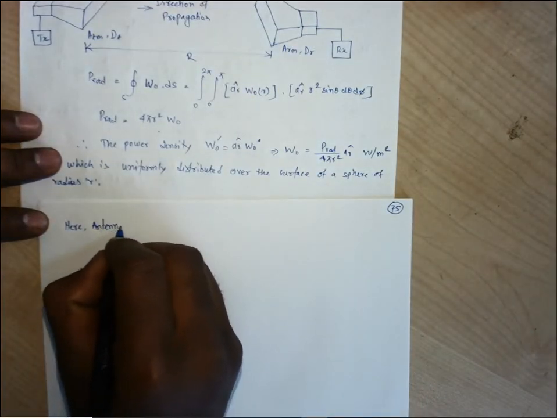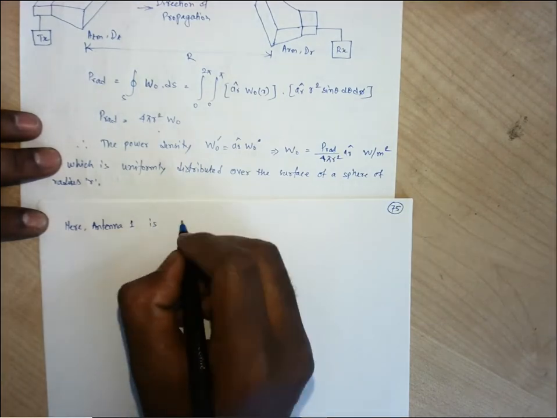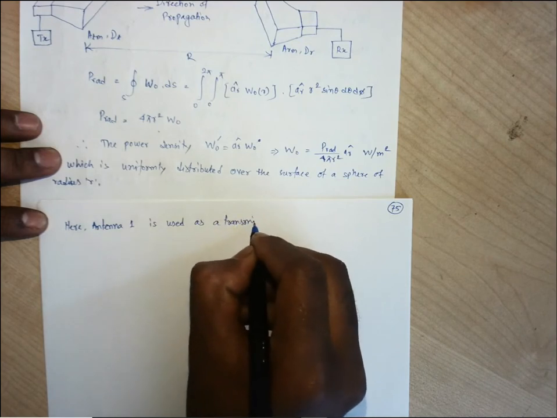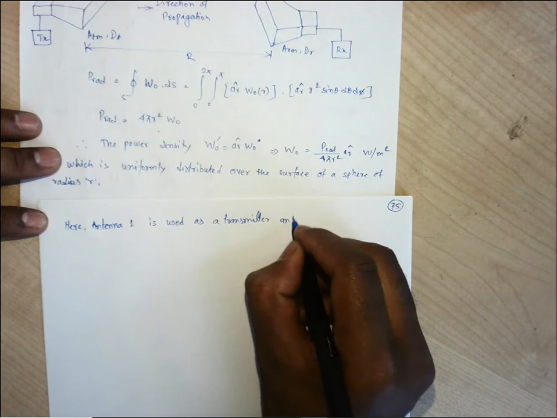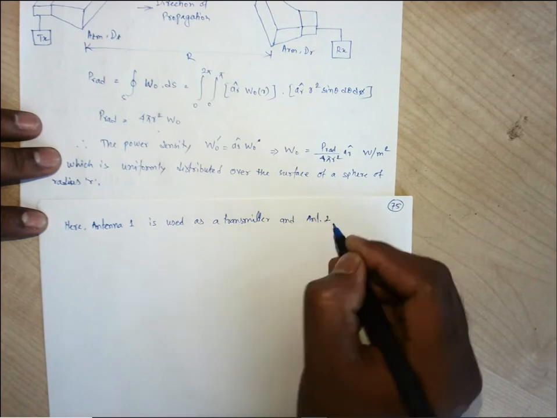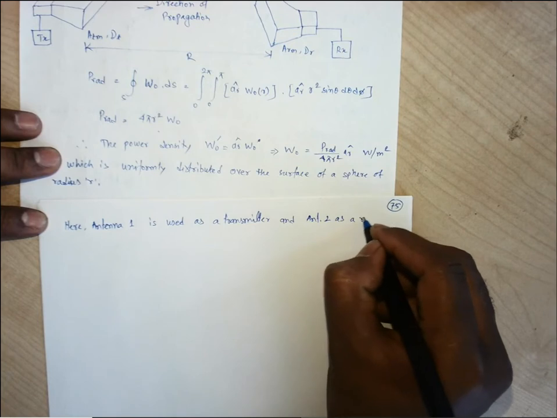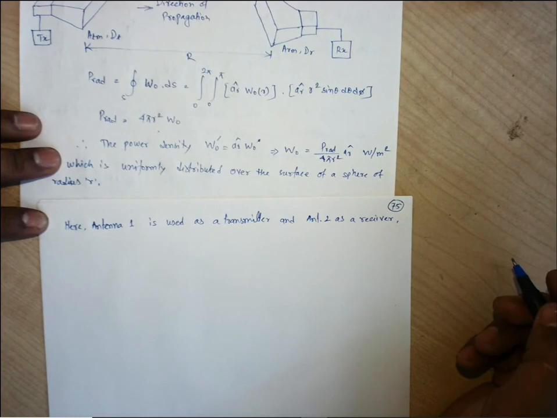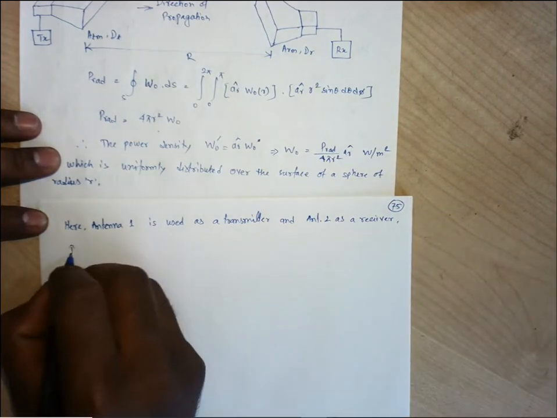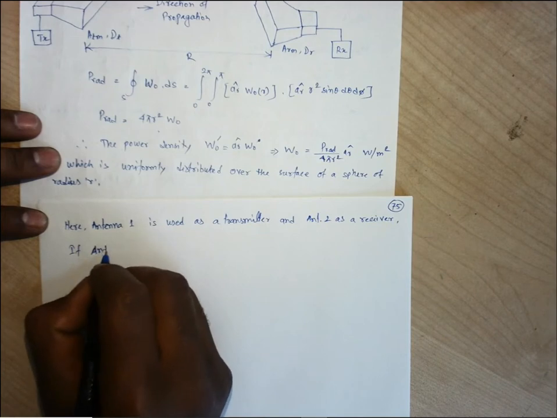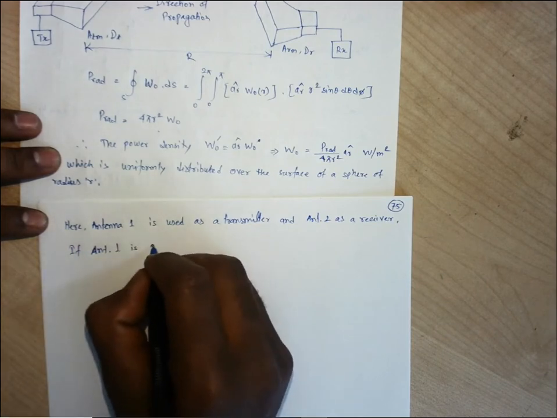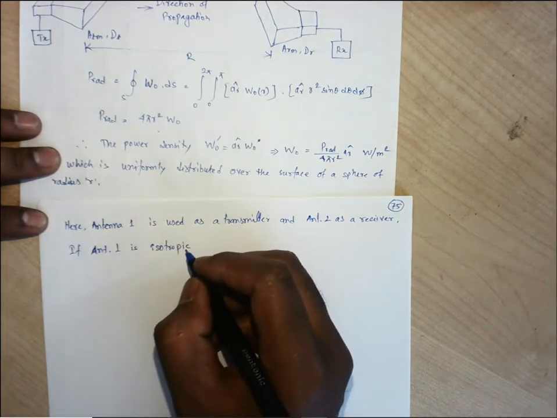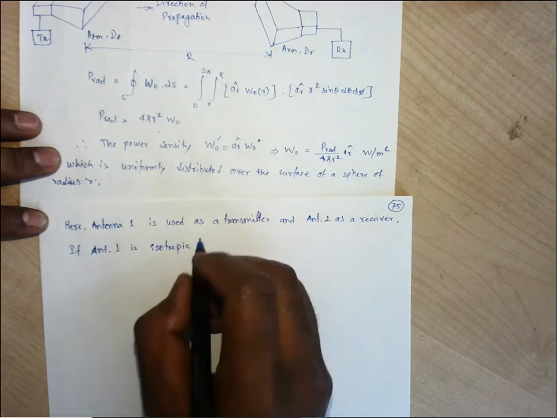Antenna 1 is used as a transmitter and antenna 2 as a receiver for this case. Now, if antenna 1 is isotropic, then its radiation power density we have seen at a distance of this r.